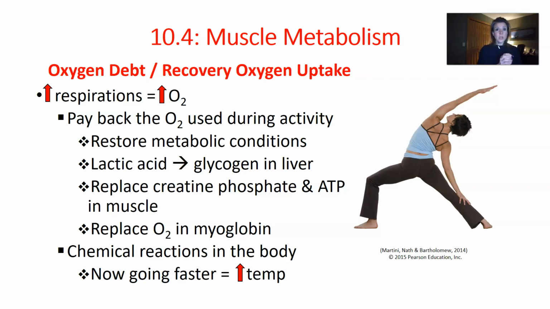All right, so we just talked about 3 ways in which our muscle fibers generate ATP. We talked about the causes of muscle fatigue, and we also talked about recovery oxygen uptake, or the reasons why your body takes in more oxygen than what it needs at rest once exercise is completed.